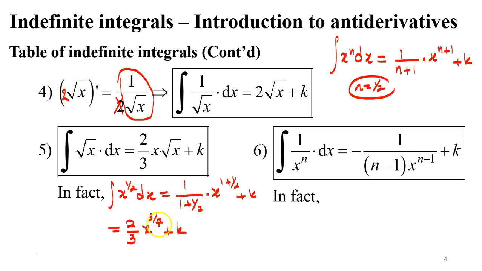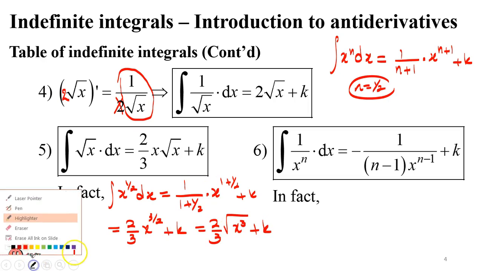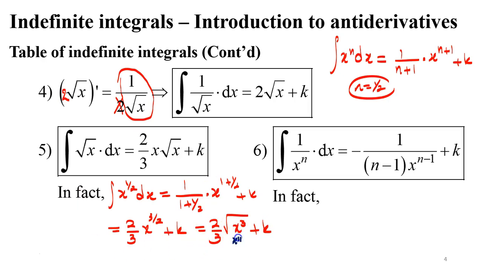Now over here, since the denominator of the fraction at the exponent is 2, it means that that's a square root. The denominator of the fractional exponent would indicate the index of the root. So over here, that would be 2/3 square root of x cubed plus k, and we do know that x cubed is in fact x squared times x, so we could simplify this into 2/3 x square root of x plus k, which is the rule that you can actually find here.